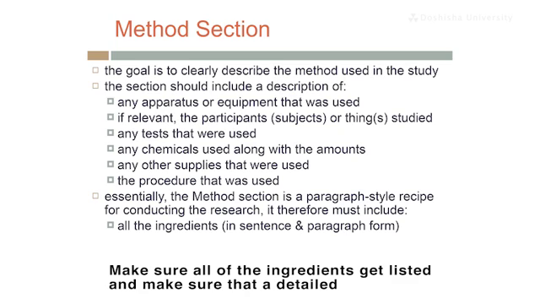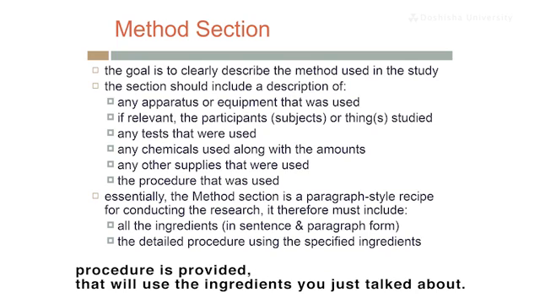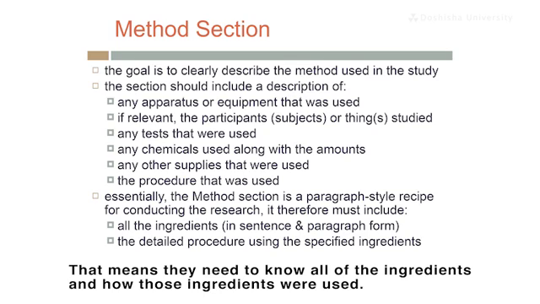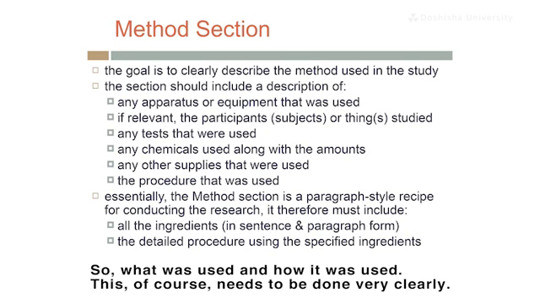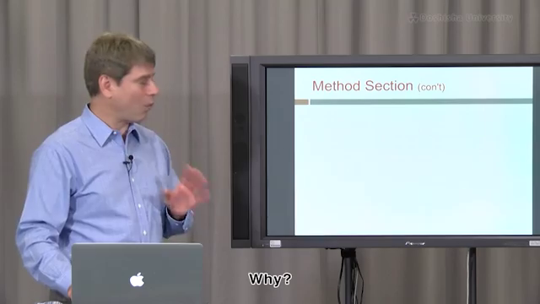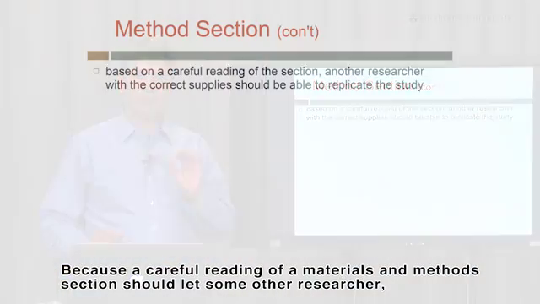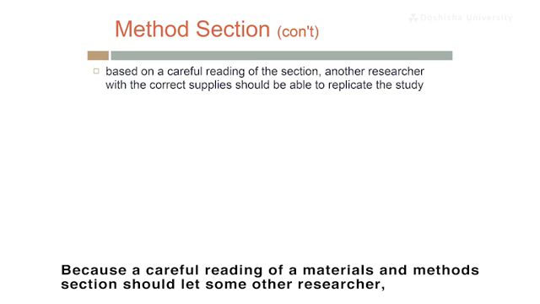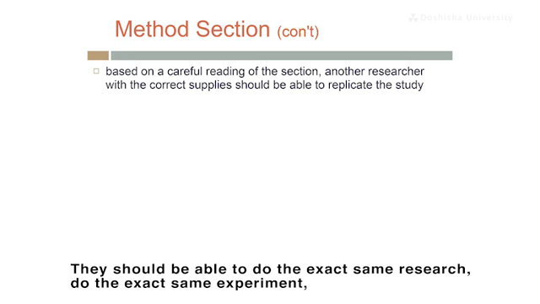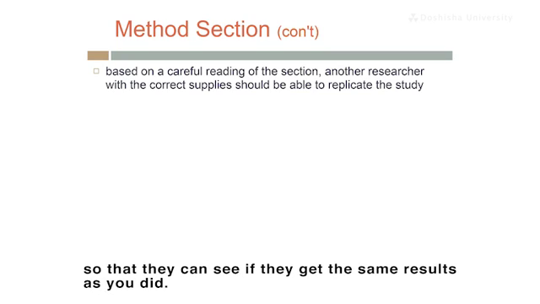So make sure all the ingredients get listed and make sure that a detailed procedure is provided. Okay, and of course that will use the ingredients you've just talked about. So the goal of the method section is to let the reader know what you did. That means they need to know all of the ingredients and how those ingredients were used. So what was used and how it was used. And this, of course, needs to be done very clearly. Why? Because a careful reading of a materials and methods section should let some other researcher who has the same supplies be able to replicate the study. They should be able to do the exact same research, do the exact same experiment, so that they can see if they get the same results as you did.